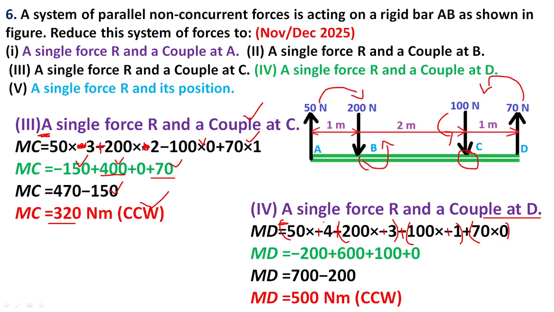Minus 50 into 4 is minus 200, plus 200 into 3 is 600, then 100 into plus 1 is 100, and 70 into 0 is 0. So 600 plus 100 is 700, minus 200 is equal to 500 Newton meter in the counterclockwise direction.